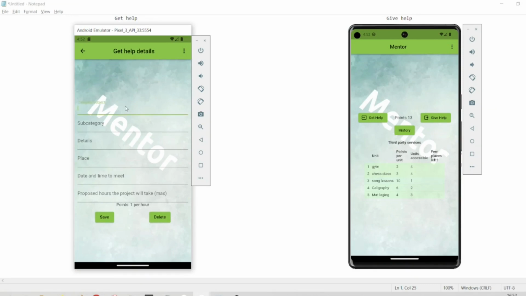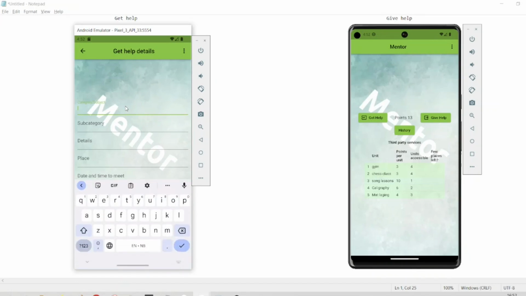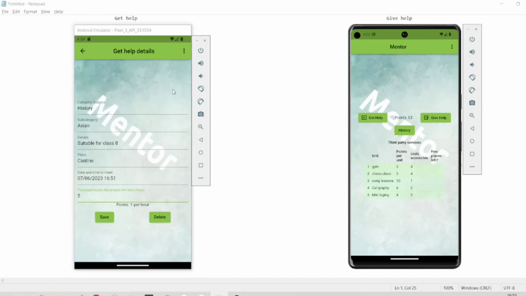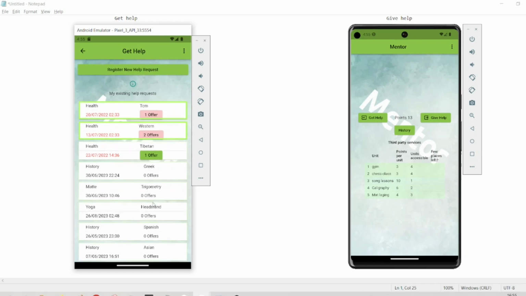Here we write what kind of help we need. We write History as the main category. As a subcategory we write Asian, and so on. Then we can save the request. At the very bottom we find our new request, which is then visible to other users in this group.